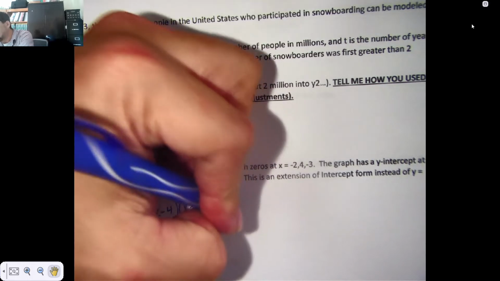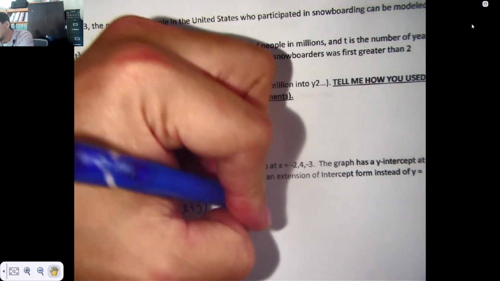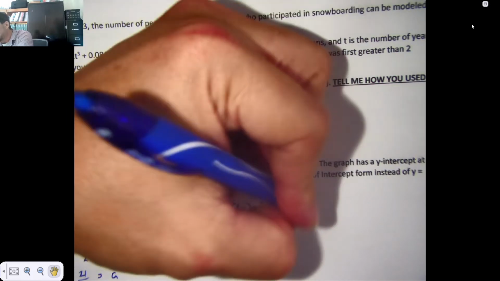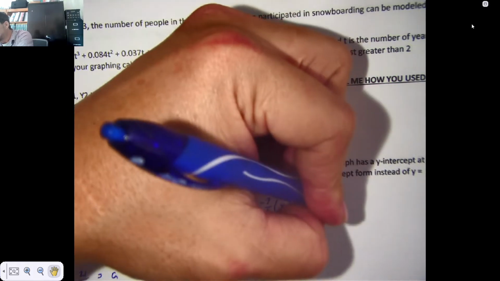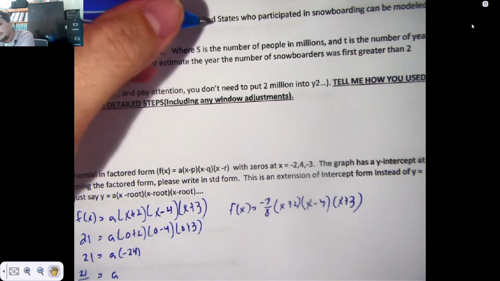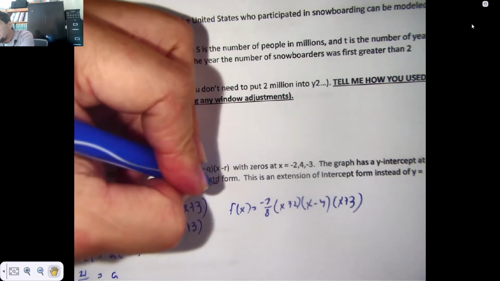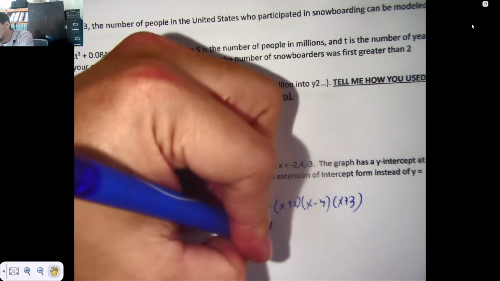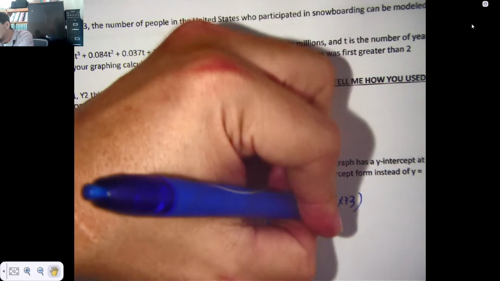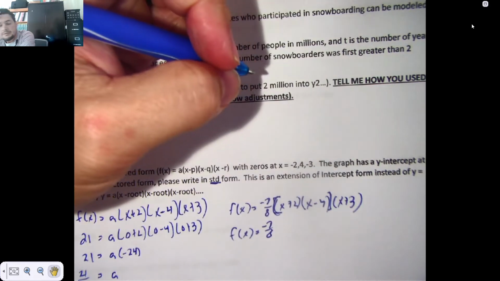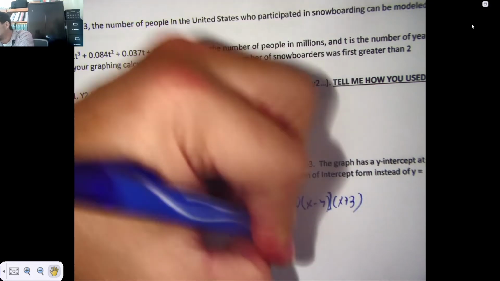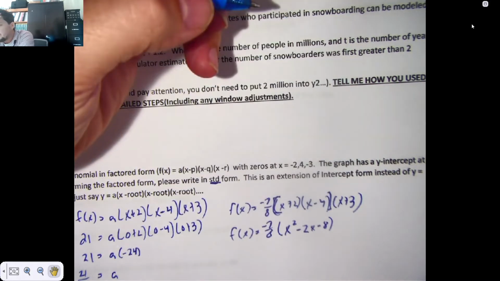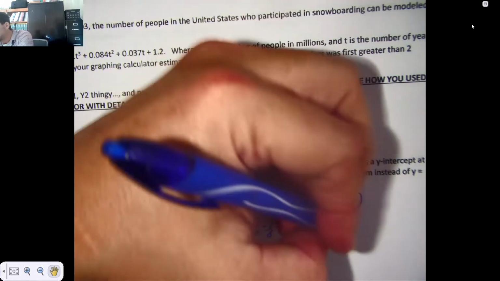Here's the hard part. It says after putting it in factored form, which I'm about to write, I have to do a whole bunch of foiling and triple distributing because I want it in good old standard form. So I'm going to pick on a pair and I'm going to foil. I'm going to pick on that pair right there. x plus 2 times x minus 4. That'll give me x squared minus 2x minus 8. Double check myself. I'm okay with that.